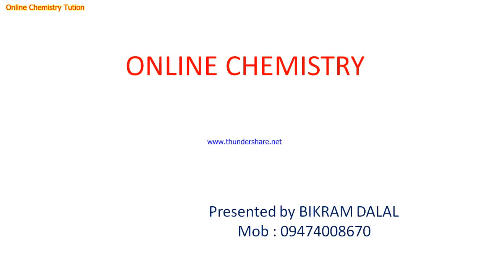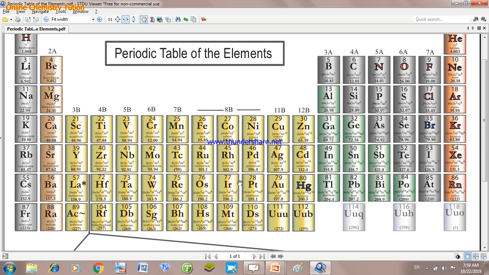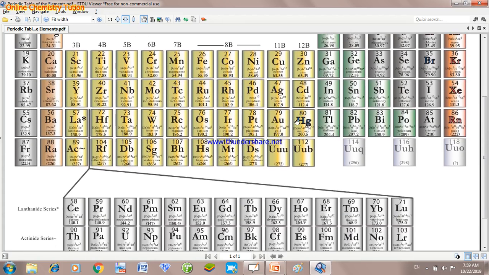Today we'll discuss ionic bonding and how ionic bonds form. At first we have to look at our periodic table. This is our periodic table, and we can see all the elements here. These are s block elements, these are p block elements, and these all are d block elements. All the f block elements, that is lanthanides and actinides, are present here.